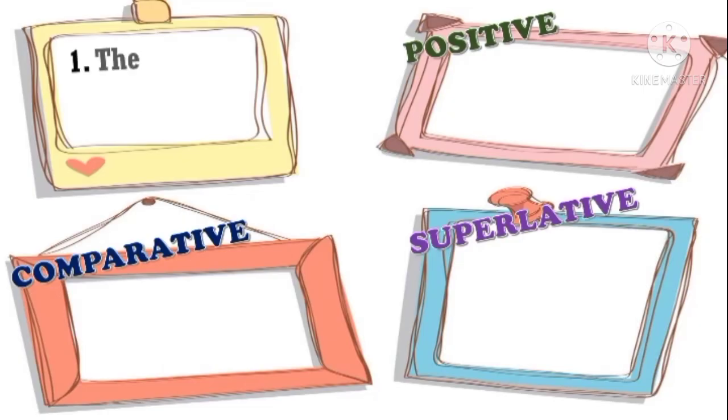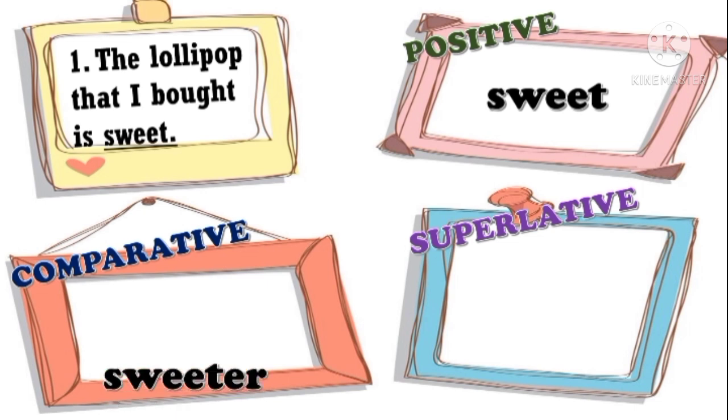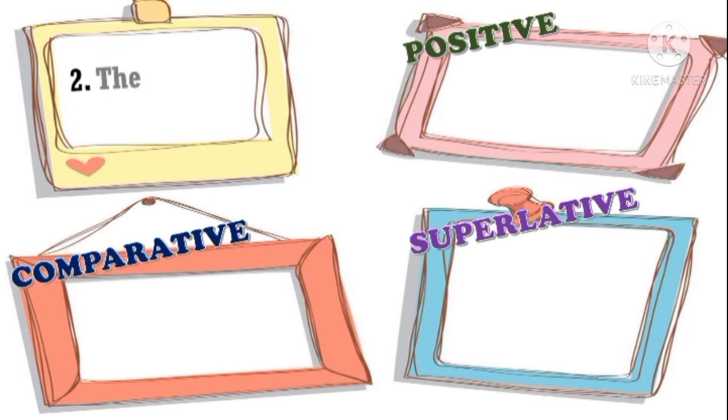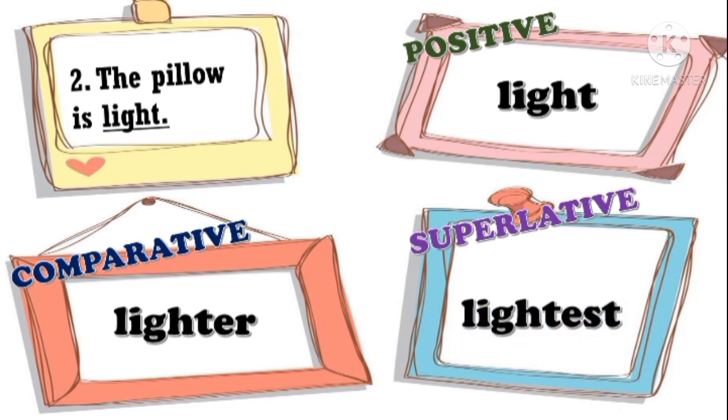Let's go. Number 1. The lollipop that I bought is sweet. The underlined word is sweet, so that is positive. The comparative degree is sweeter. And the superlative degree is sweetest. Number 2. The pillow is light. The underlined word is light, so this is the positive degree. The comparative degree of light is lighter. And the superlative degree of light is lightest.